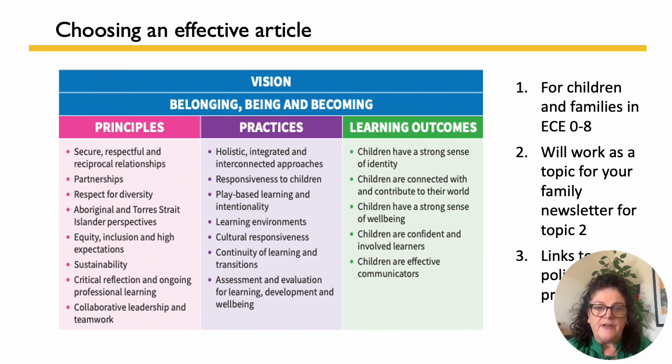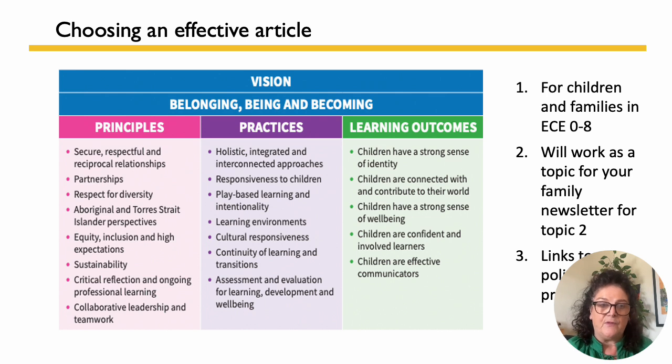So the first thing you need to make sure when you're choosing your article is that it is for children and families in early childhood. Early childhood is classified as the years from birth to 8 years of age, but you might even want to stick to birth to 5 years of age. So choose an article that is really relevant to them. And I want to draw your attention to the Early Years Learning Framework, which is summarised here in this slide.